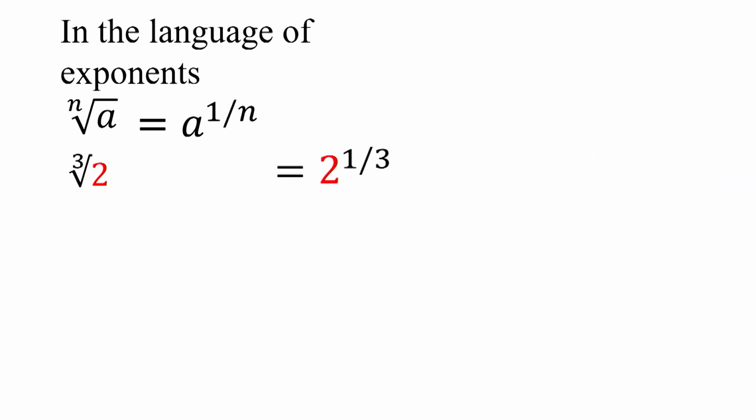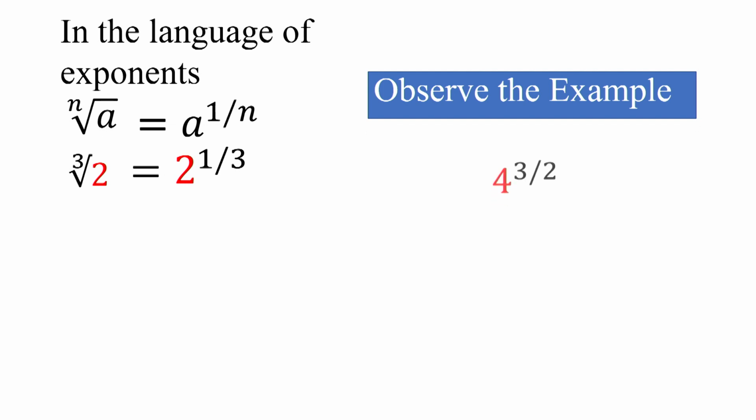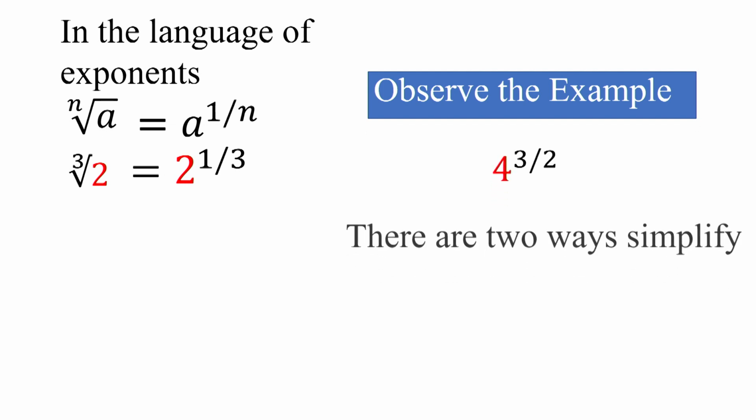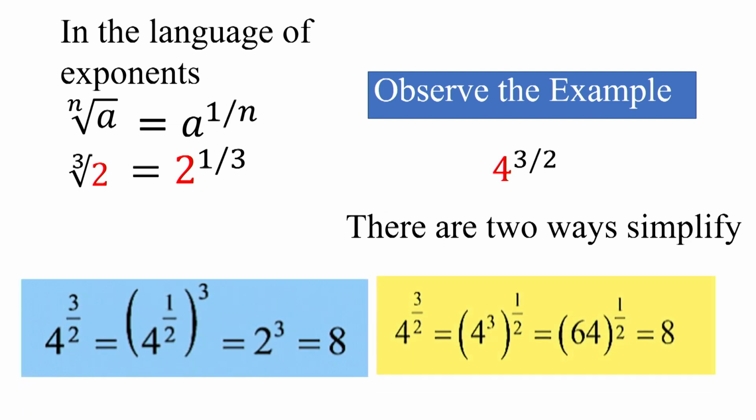Cube root of 2 can be written as 2 to the power of 1 over 3. Observe this example, my dear students. 4 to the power of 3 by 2. There are two ways to simplify. See the two ways. The answer is same, my dear students, using the exponents. 4 to the power of 3 by 2 can be written as 4 to the power of 1 by 2, to the power of 3, that is 2 cube, that is equal to 8. Here also that is 8. 4 cube to the power of half, that is 4 cube is 64, the square root of 64 is 8. Okay, please note down, my dear students.